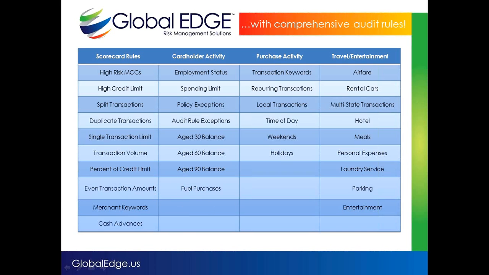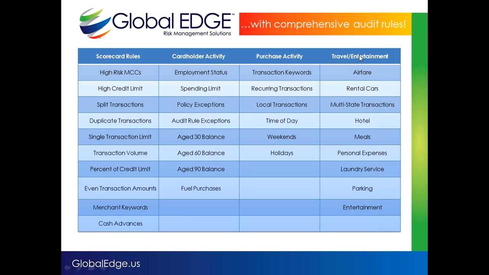We also get very deep on fuel purchases, looking at the usage per month, per transaction, per vehicle. There's a lot of different ways that we cut and slice the fuel purchase. Also, transaction and merchant keywords, reoccurring transactions, local transactions. For example, you have a maintenance worker or a maintenance department that really functions within a geographical area. You can put in a zip code that allows you to look at those transactions within a certain area. Anything outside of that becomes an audit exception. Time of day and weekends, holidays. You can set rules around all of those various things.